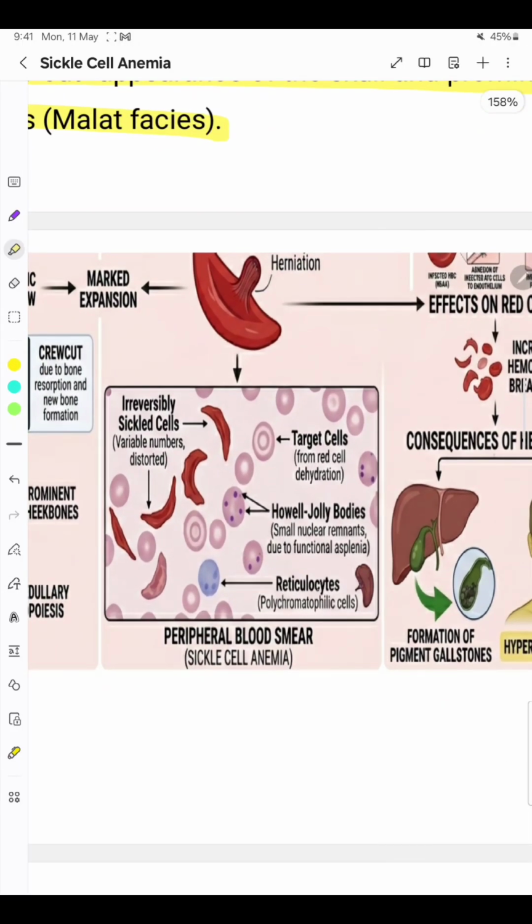These are the peripheral blood smear findings. Target cells, Howell-Jolly bodies, these are the nuclear remnants. Reticulocytes are also increased because of the hemolysis. There is increased erythropoiesis, so reticulocytes are released into the peripheral circulation.